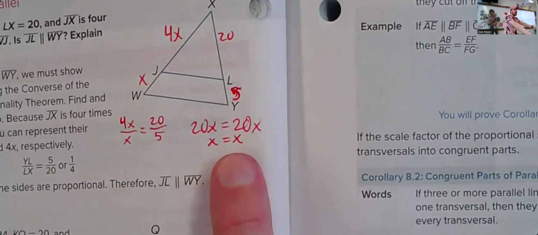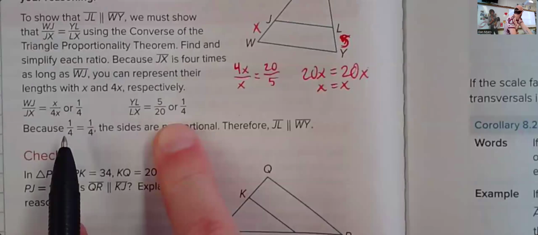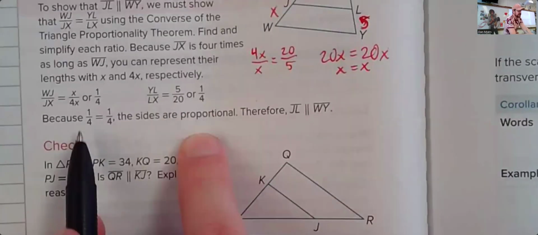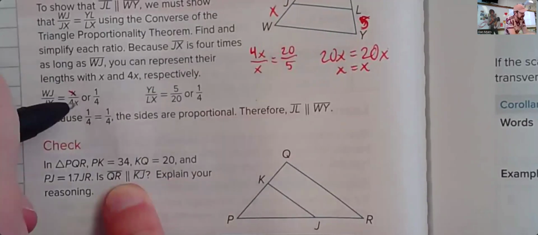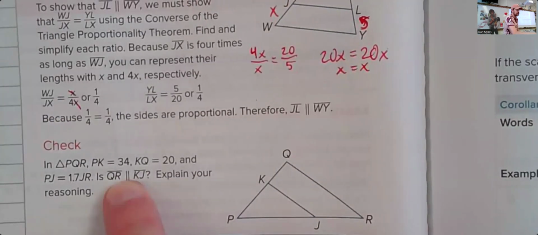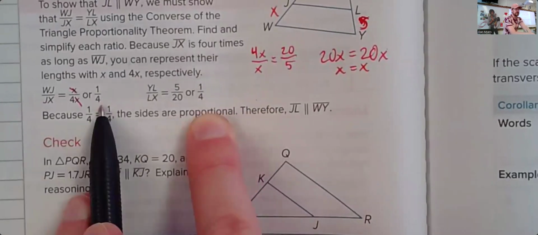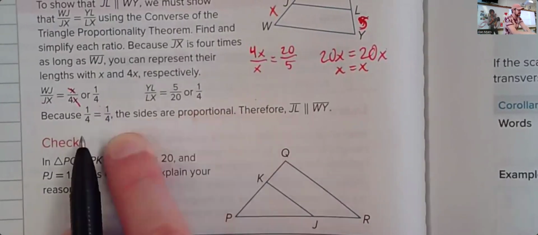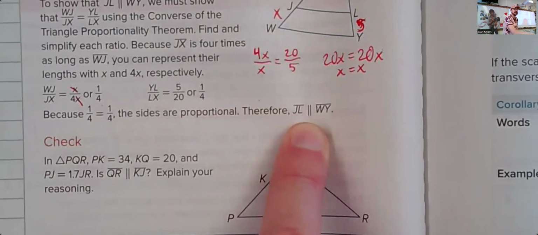That means x will always work no matter what, which means if you go back over here, they're in proportion, because they flipped it over. They did x over 4x. But the x and the 4x, those x's can cancel out and leave you with 1/4. 5 over 20 reduces to 1/4. So they end up being equal to the same fraction. Since they're equal to the same fraction, they're proportional, which means that those sides are parallel.